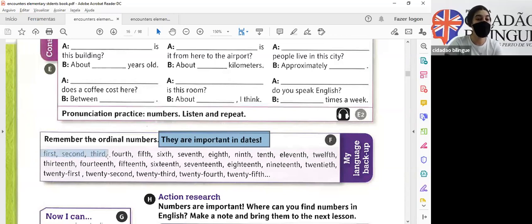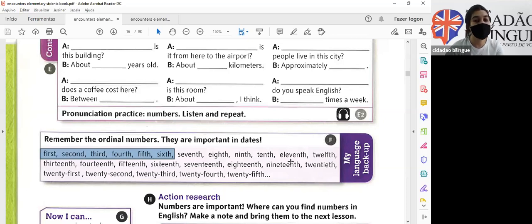First, second, third, fourth, fifth, sixth, seventh, eighth, ninth, 10th, 11th, 12th, 13th, 14th, 15th, 16th, 17th, 18th, 19th, 20th, 21st, 22nd, 23rd, 24th, 25th, and so on, okay? I can do it because I practiced. Eu consigo porque eu pratiquei, so you can do it too, all right?